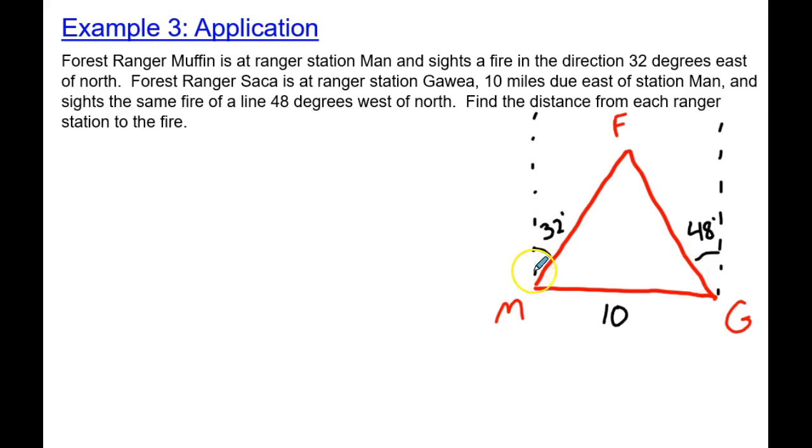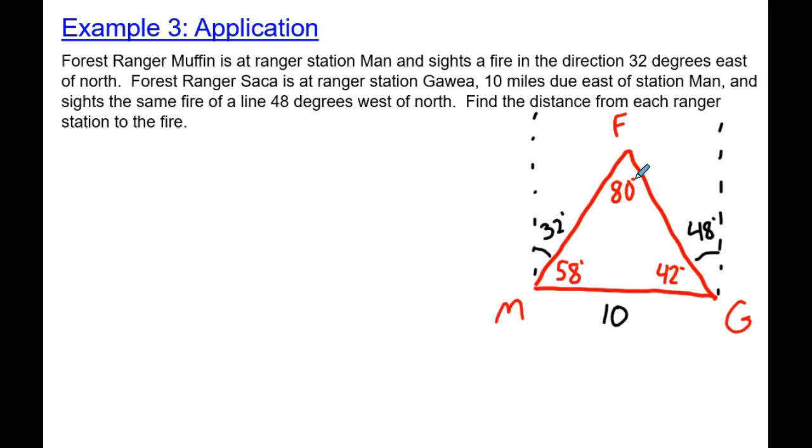Because if this is straight north and this is straight east, we know this angle is 90 degrees. So if we take 90 minus 32, that's going to leave us with the inside angle for this triangle, which in this case will be 58 degrees. Using the same idea on the other side, if we take 90 minus 48, this would become 42 degrees. And now we can find the missing third angle: 180 minus 58 minus 42 is going to leave us with 80 degrees.